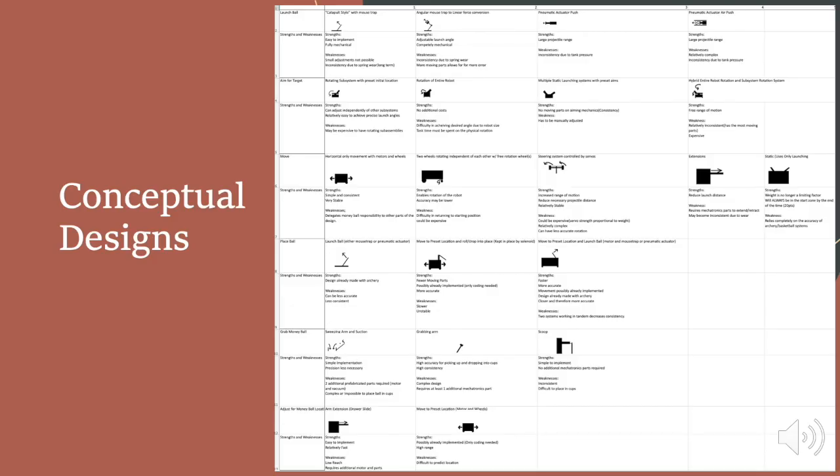Our morphological chart shows some conceptual designs because we have solutions to each of the functions and a strengths and weaknesses list associated with each of them. For example, the pneumatic air push for launching the ball has the strength of large projectile range, but a weakness is of inconsistency due to tank pressure.